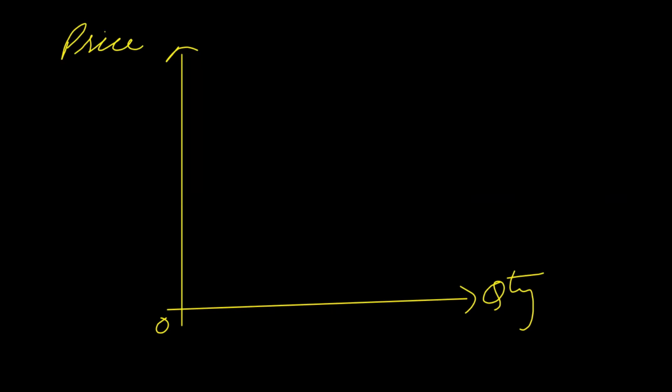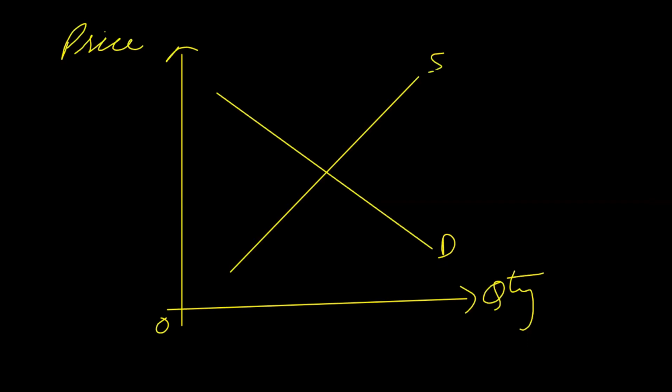First of all, you have to draw the demand curve and then draw the supply curve to find the initial equilibrium price. This is the initial equilibrium price, which is P, and this is the initial equilibrium quantity, which is Q.